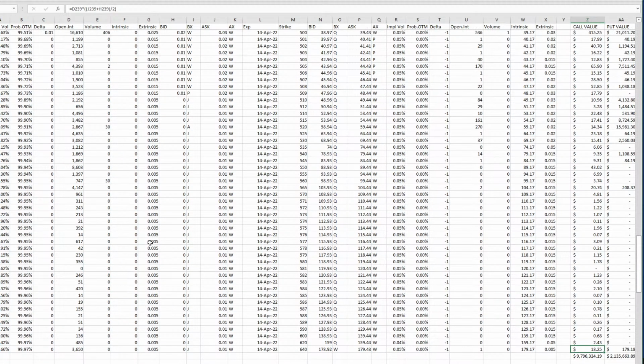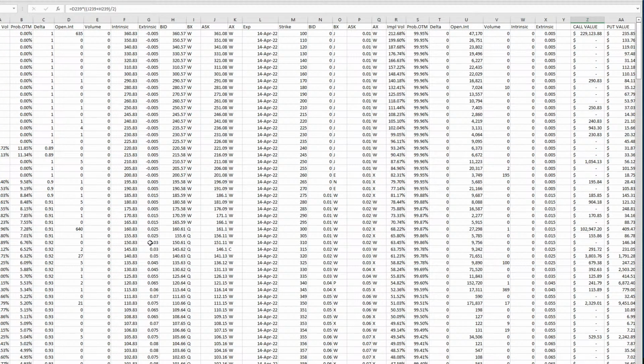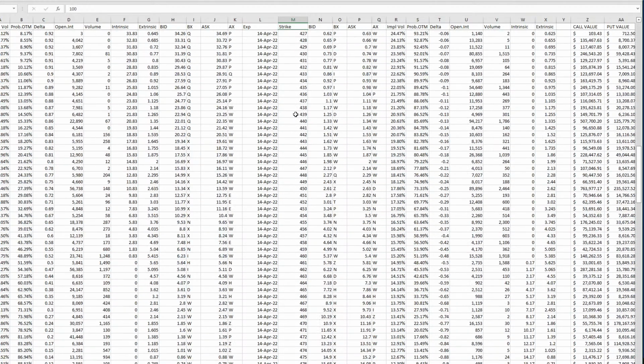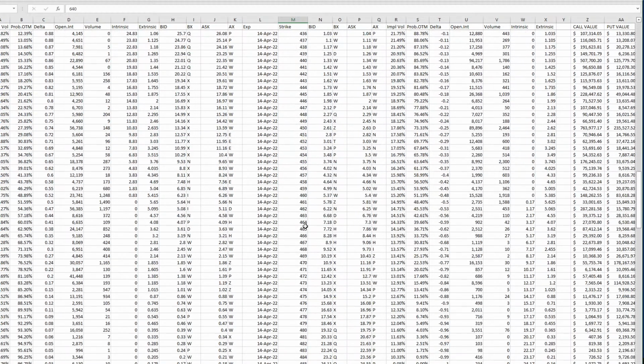So what I've got here is basically I've gone into Thinkorswim. I've exported the options chain for April 14th. So we see here we've got April 14th, and we've got the strikes, all of the options chain from the 100 strike all the way to the 640 strike that we've got down here at the bottom.